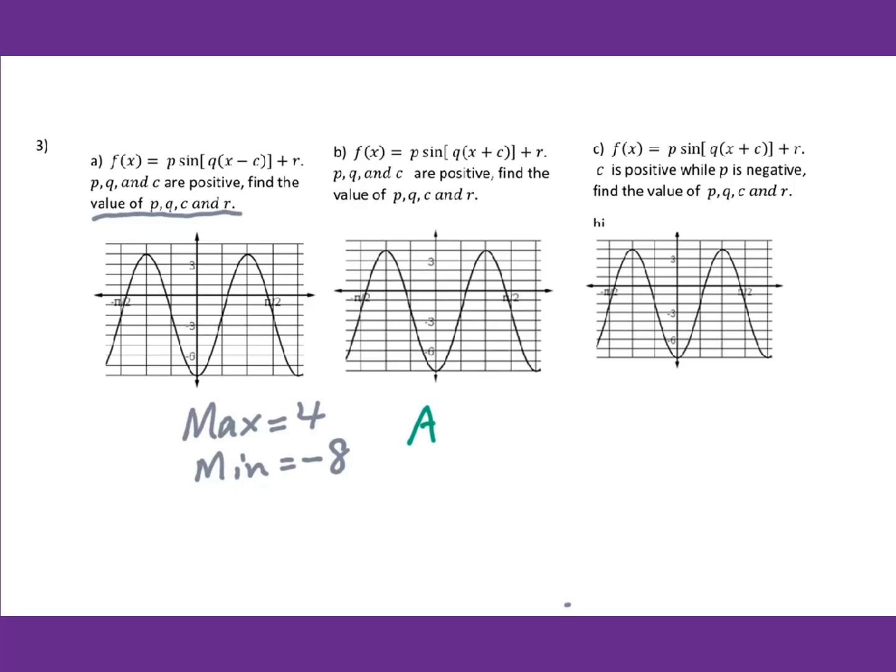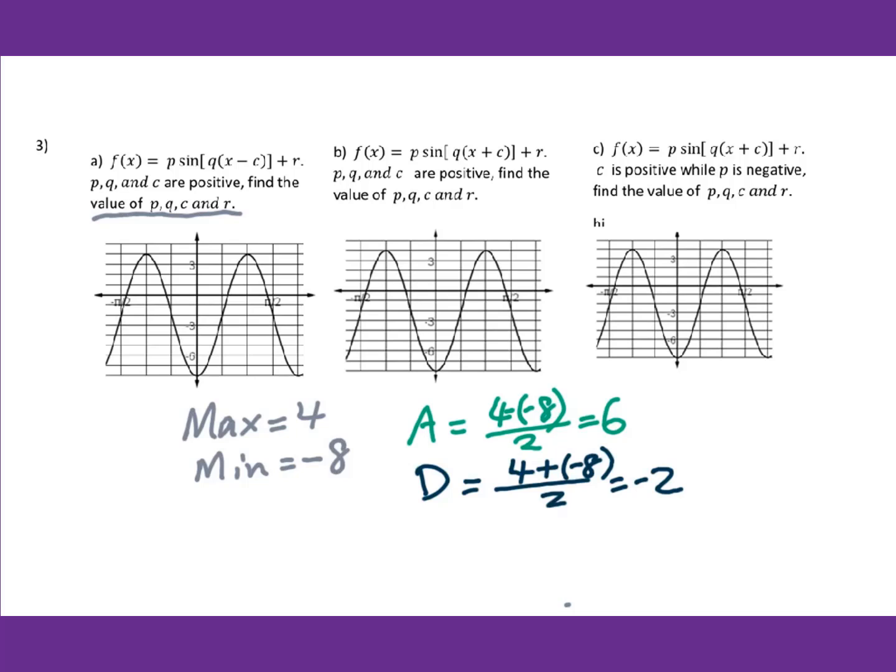So we get A equals 4 minus negative 8 over 2. That's 6. For D, we get 4 plus negative 8 over 2. That's negative 2. When you get D, we need to draw the midline, y equals negative 2. So we have negative 2 here. That's y equals negative 2.